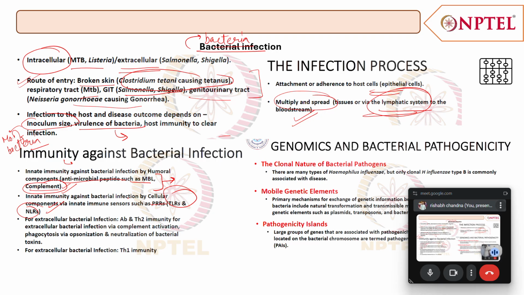Okay, then for the extracellular bacterial infection, antibodies and the Th2 immunity. So the T helper 2 cohort in immunity for extracellular bacterial pathogens works via the complement activation, phagocytosis via opsonization, and neutralization of the bacterial toxins. So this is the case with the adaptive immunity in case of the extracellular bacteria.